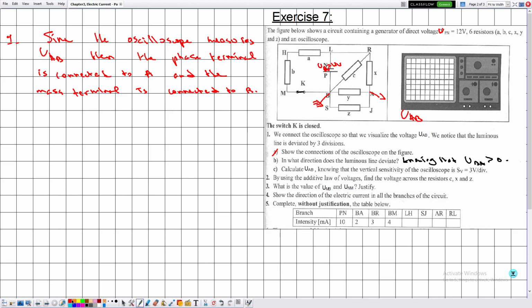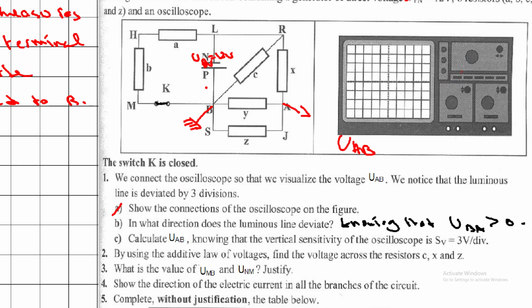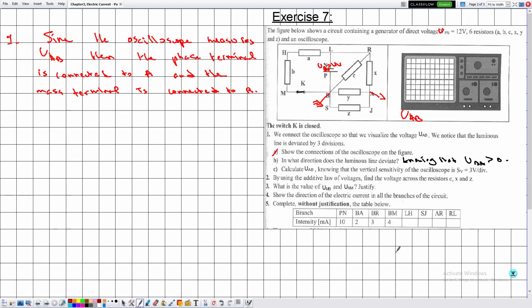So how come I, as a teacher, know that UBA is positive? Because simply this is the main branch connected to the battery, so the direction of the current will be like this, and here it will be like this, because this is a main branch from the positive pole back to the negative pole. It's reasonable, because this circuit only consists of one generator. Because it's being traversed from B to A, then B is of higher potential and A is of lower potential, which means that UBA is positive.